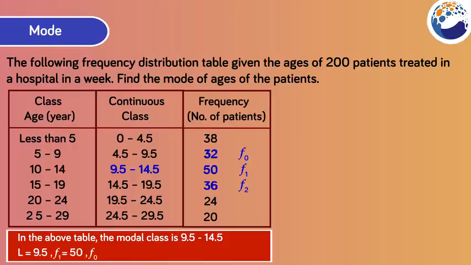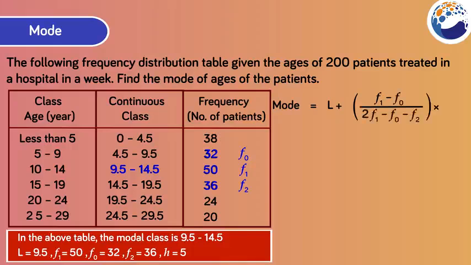F0 is equal to 32, which is the frequency of the class preceding the modal class. F2 is equal to 36, which is the frequency of the class succeeding the modal class. And lastly, h, the difference between the lower and the upper limit, is equal to 5. Mode = L + (F1 minus F0) upon (2F1 minus F0 minus F2) into h. Substitute the values of L, F1, F0, F2 and h.